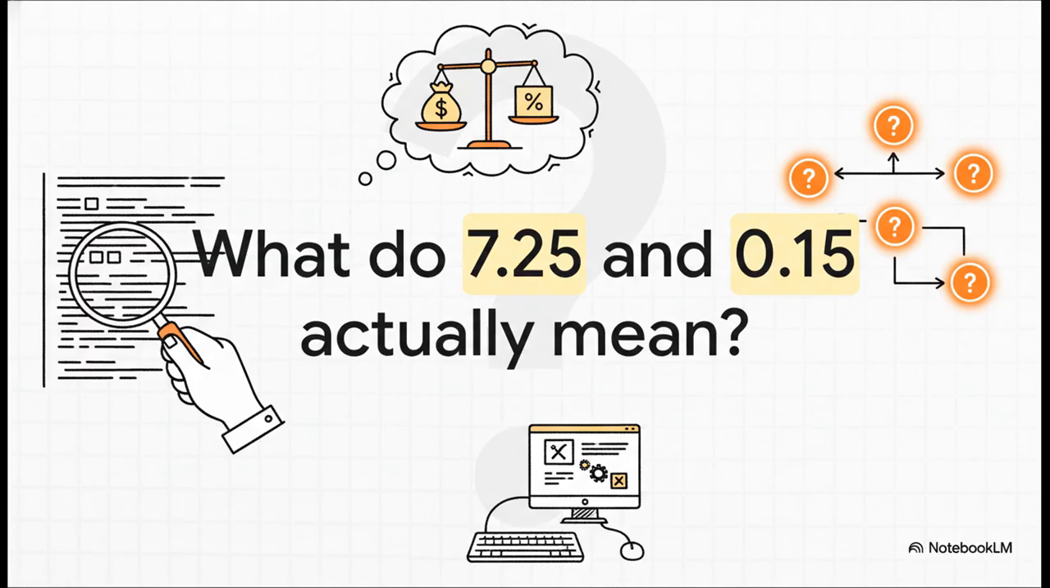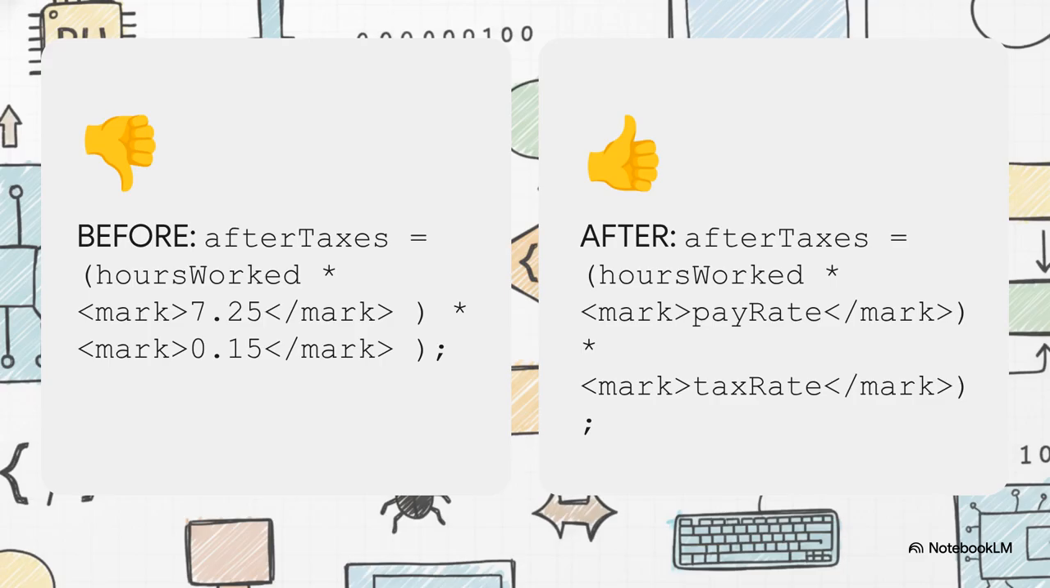Who knows? Without a label, the numbers are completely meaningless. And just imagine the tax rate changes. You'd have to go hunt through the entire program to find an update every single time you use that magic number. It's a nightmare. And here's the solution.